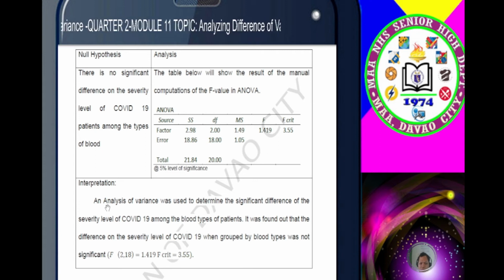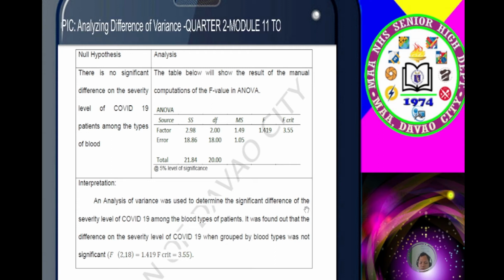Interpretation: an analysis of variance was used to determine the significant difference of the severity level of COVID-19 among the blood types of patients. It was found out that the difference in severity level of COVID-19 when grouped by blood types was not significant. So we have F with degrees of freedom 2 and 18, the F statistic is 1.419, and the critical value is 3.55, which is not significant. I hope you get the correct answer in computing for this statistic.